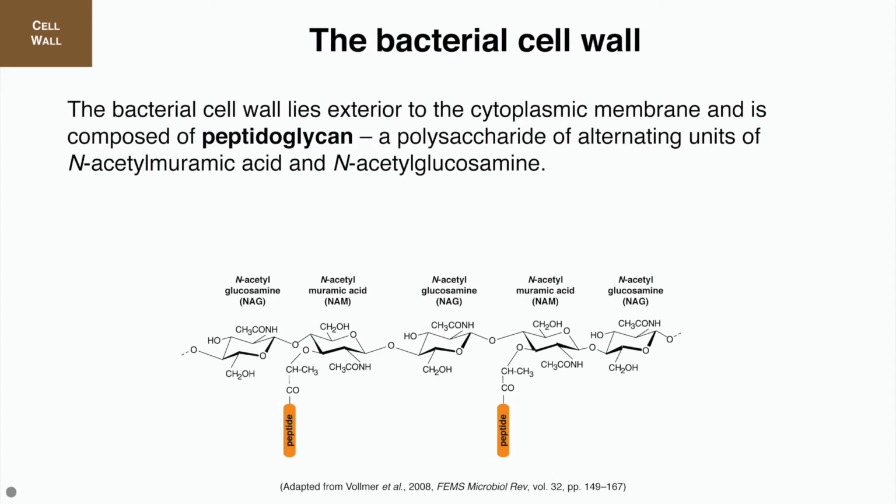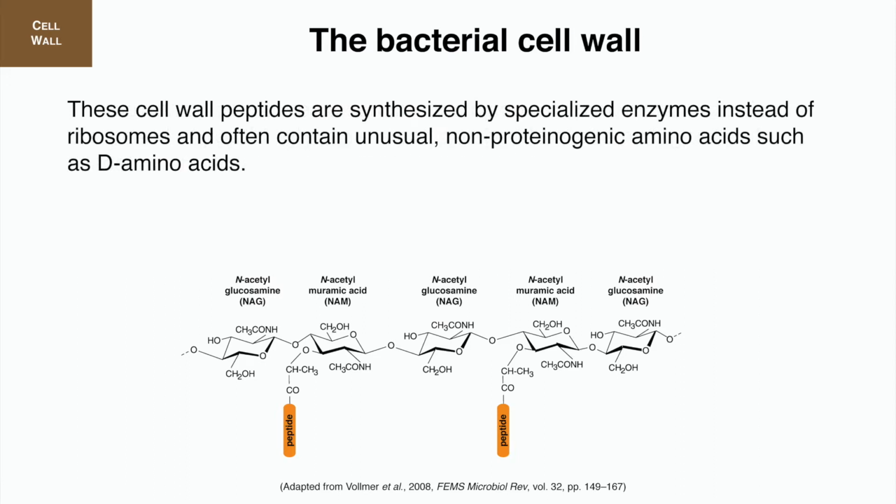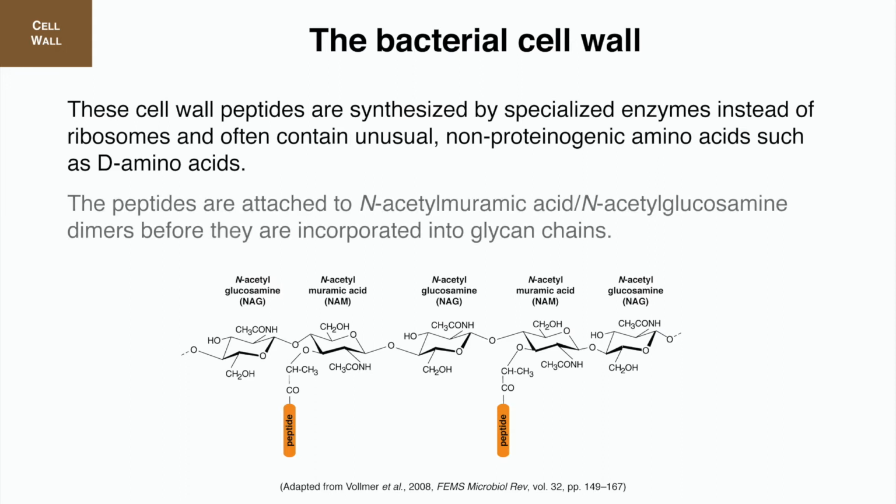The bacterial cell wall lies exterior to the cytoplasmic membrane and is composed of peptidoglycan, a polysaccharide of alternating units of N-acetylmuramic acid and N-acetylglucosamine. The glycan chains are cross-linked to each other by peptide bridges. These cell wall peptides are synthesized by specialized enzymes instead of ribosomes and often contain unusual non-proteinogenic amino acids such as D amino acids. The peptides are attached to N-acetylmuramic acid N-acetylglucosamine dimers before they are incorporated into glycan chains.